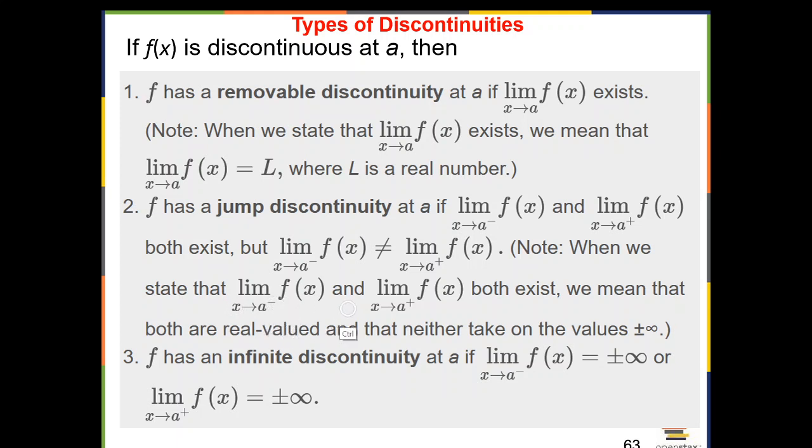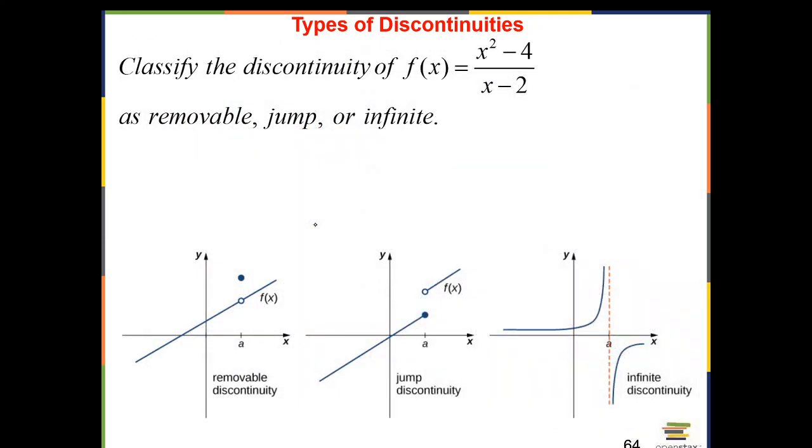F has an infinite discontinuity if the limit goes to infinity when x approaches a, whether from left or right. It doesn't matter which infinity, as long as f of x approaches infinity when x approaches that number from the left or right or both, then we have an infinite discontinuity. Okay, so here, classify the discontinuity as removable, jump, or infinite. So this is removable, this is jump, and this is infinite.